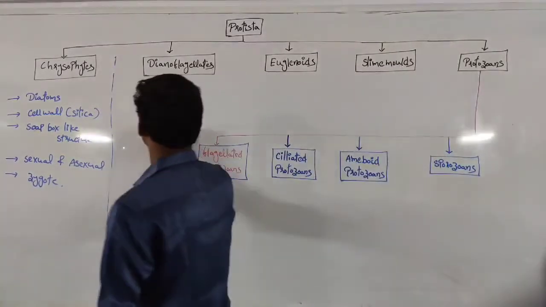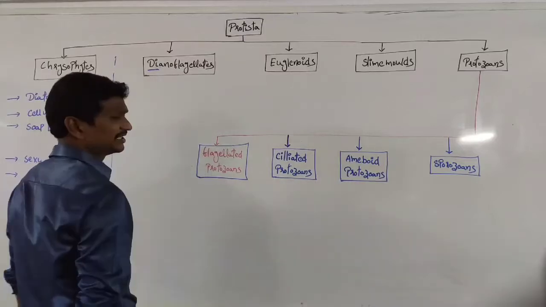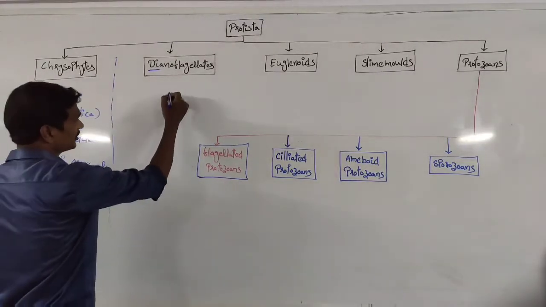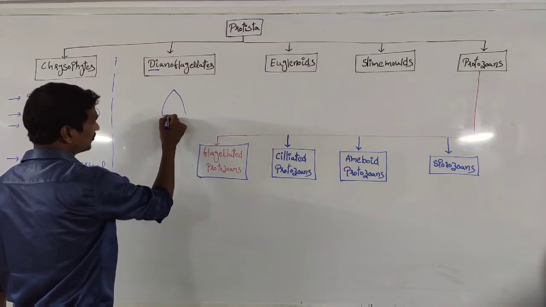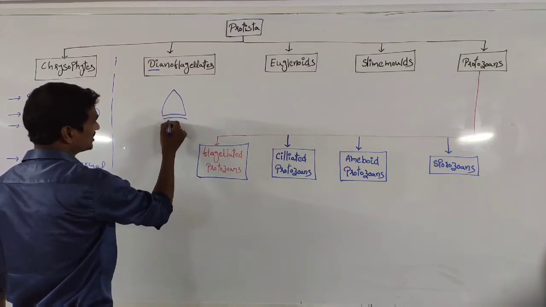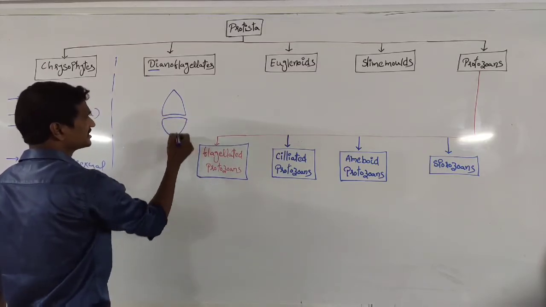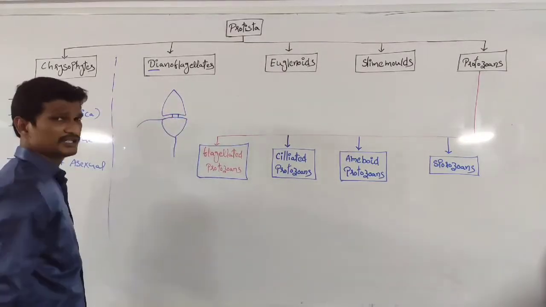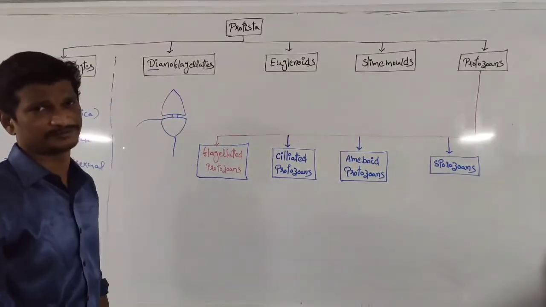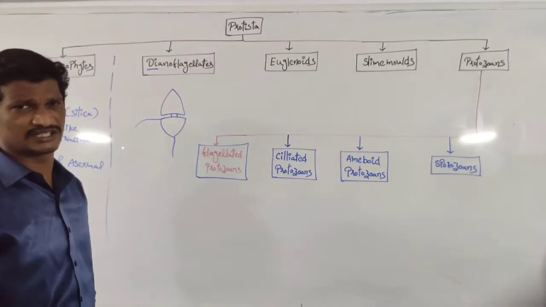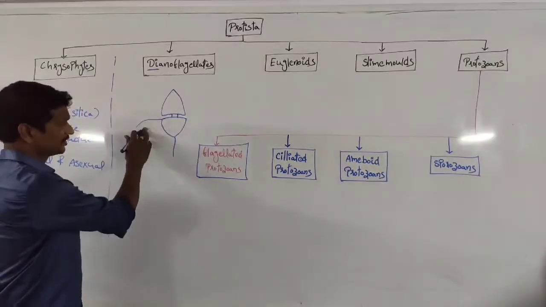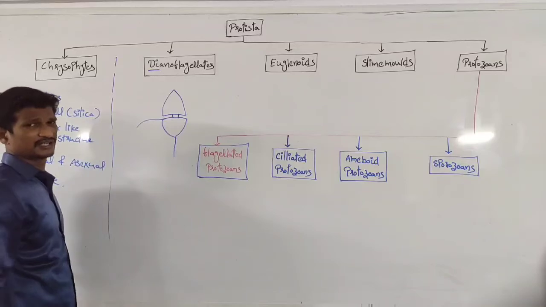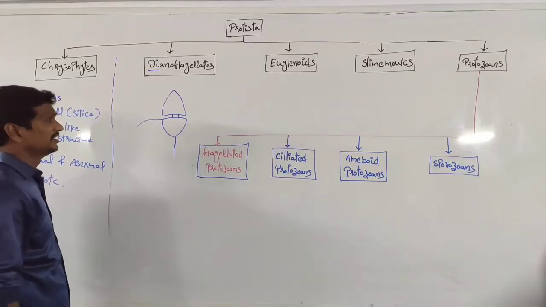And coming to the next one, the dinoflagellates. We know the meaning of dino. The dinoflagellates body is divided into two parts. Two flagella are present. So these are called dinoflagellates, right?